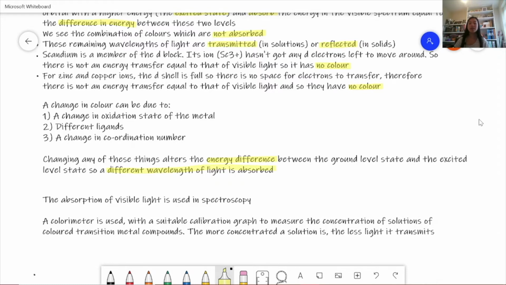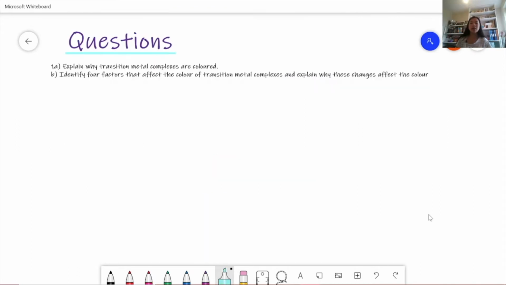The absorption of visible light is actually used in spectroscopy, where a colorimeter is used with a suitable calibration graph to measure the concentration of solutions of coloured transition metal compounds. And the more concentrated a solution is, the less light it transmits. And we use transmits here because we're talking about solutions. So now we're going to look at some questions.